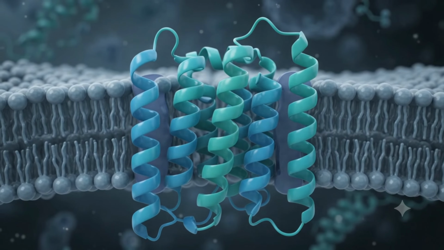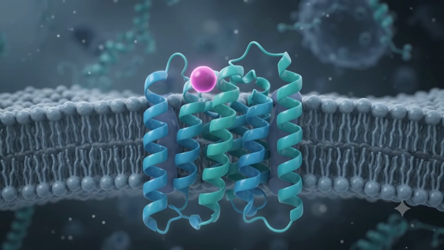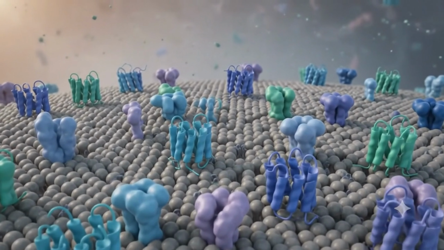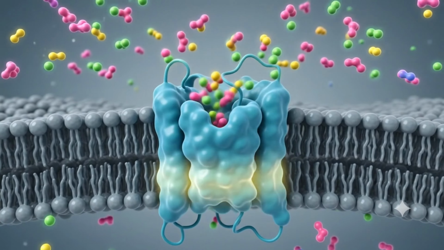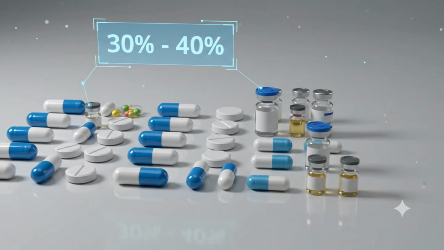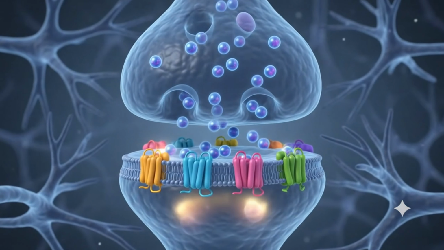Welcome. Today, we are focusing on one of the most pharmacologically significant families of proteins in the human body, the G-protein-coupled receptors, or GPCRs. GPCRs represent the largest and most diverse group of membrane receptors in eukaryotes. More importantly, from a clinical and pharmacological perspective, they are the target for approximately 30% to 40% of all FDA-approved drugs on the market today. From managing hypertension and asthma to treating psychiatric disorders, manipulating GPCR pathways is foundational to modern therapeutics.